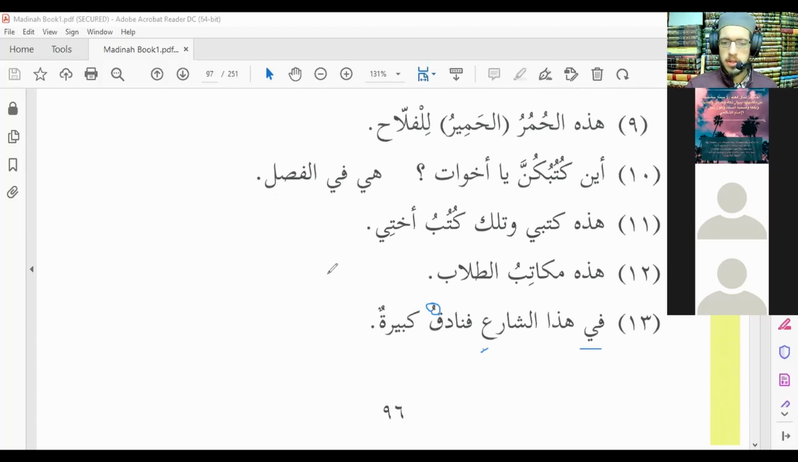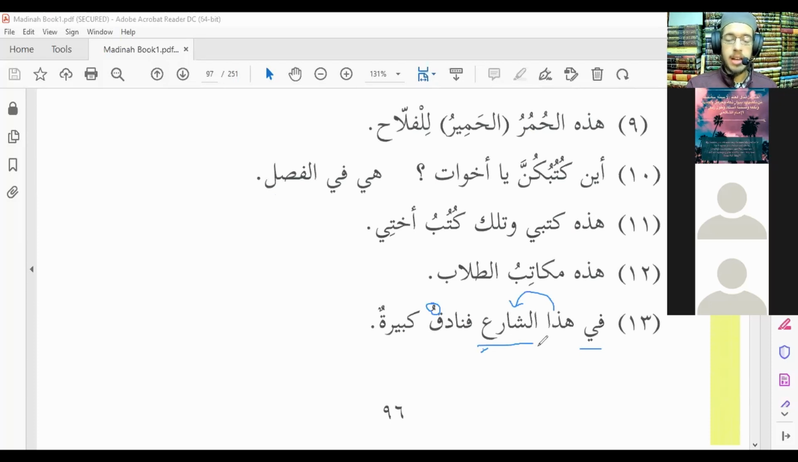Could you translate that for us? On this road, there are big hotels. Yes, there are big hotels. Fantastic. Very good. Fi hadha shari. And notice here, they want you to just notice one little thing. Shari is masculine singular, because here this is masculine singular, right?